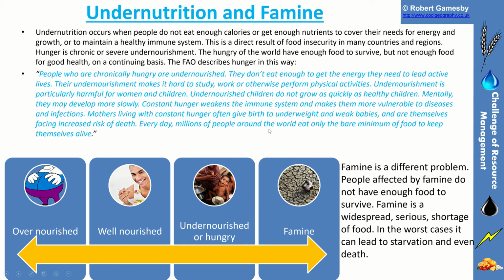Okay, so just a little quote there: people who are chronically hungry are undernourished. They don't eat enough to get the energy they need to lead active lives. Their undernourishment makes it hard to study, work or otherwise perform physical activities. Undernourishment is particularly harmful for women and children. Undernourished children do not grow as quickly as healthy children. Mentally, they may develop more slowly. Constant hunger weakens the immune system and makes them more vulnerable to diseases and infections. Mothers living with constant hunger often give birth to underweight and weak babies and are themselves facing increased risk of death. Every day, millions of people around the world eat only the bare minimum of food to keep themselves alive, and that should deeply trouble you when you're reading that.